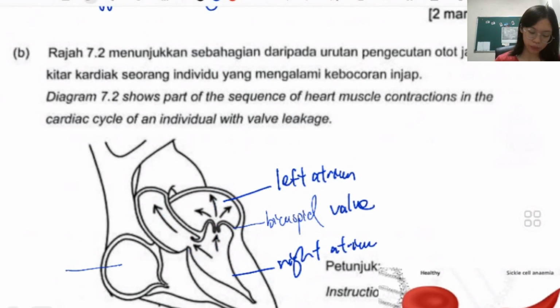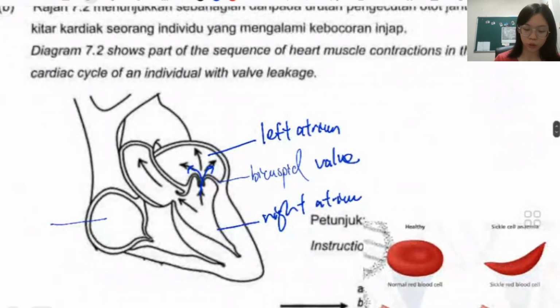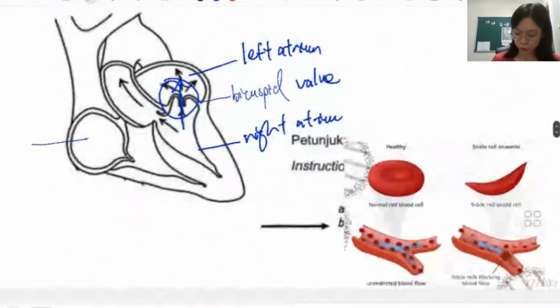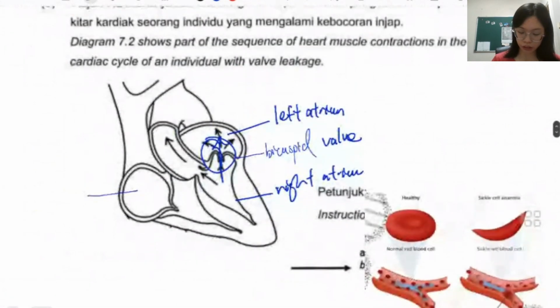But you can see that the blood eventually flows back. There's a backward blood flow. So why? Because this bicuspid valve is unable to close properly and it ends up inverting back. So that's the reason why the blood will actually flow backward. So you can see this part right here.